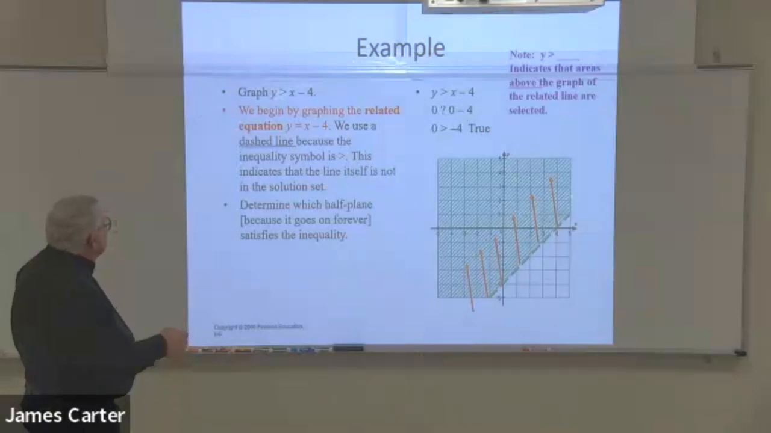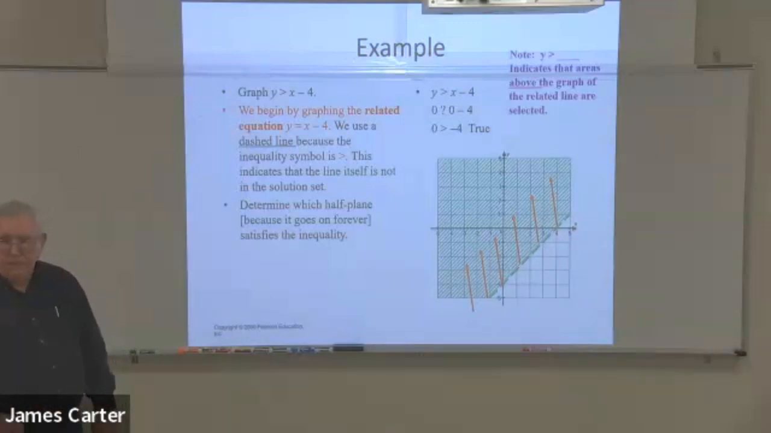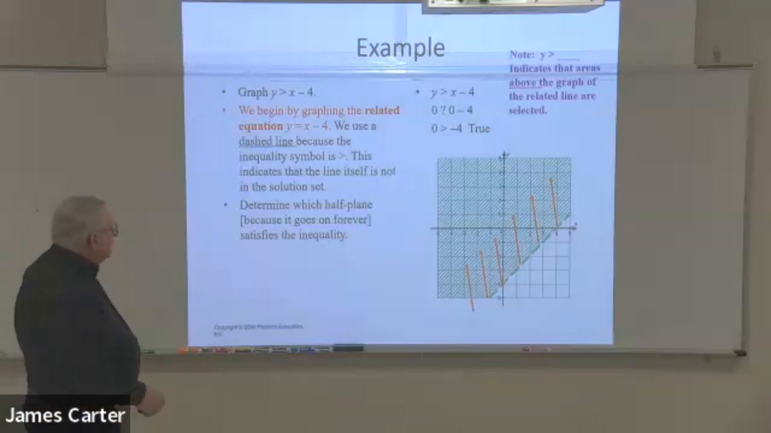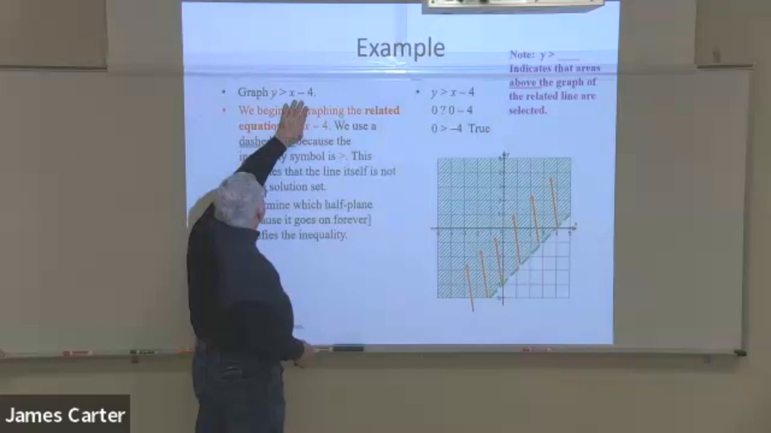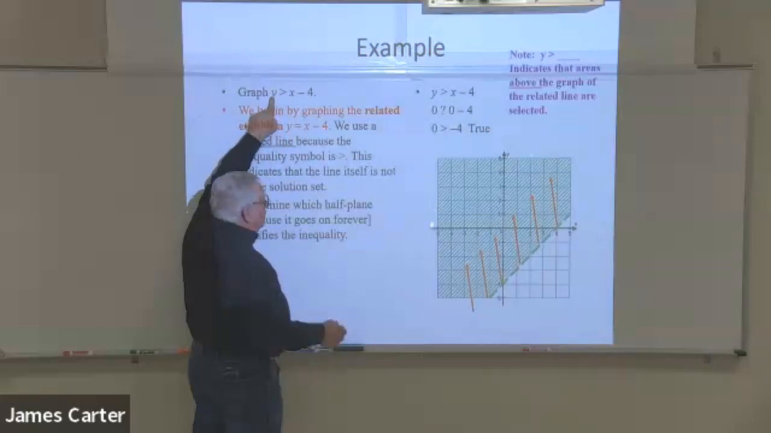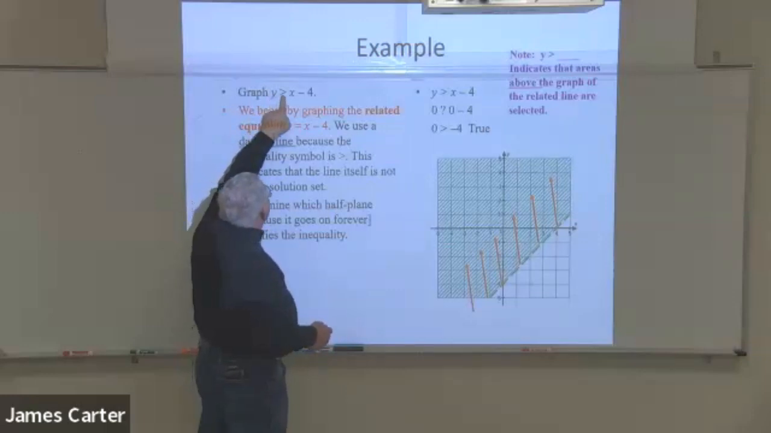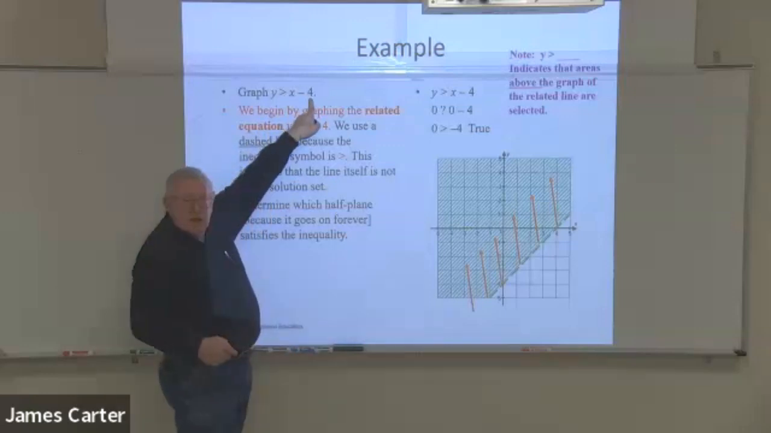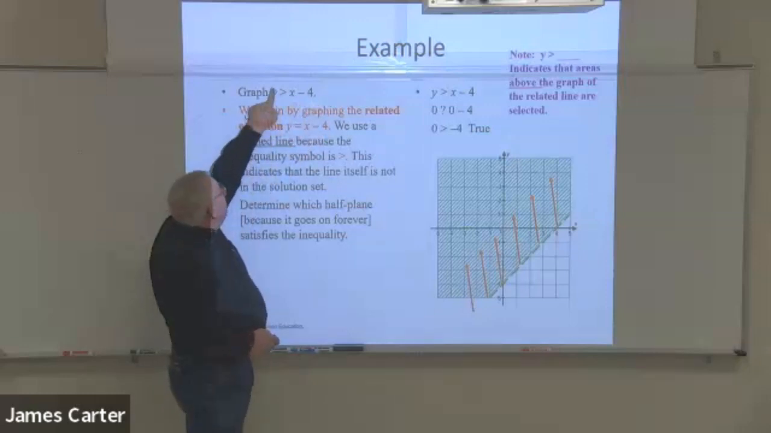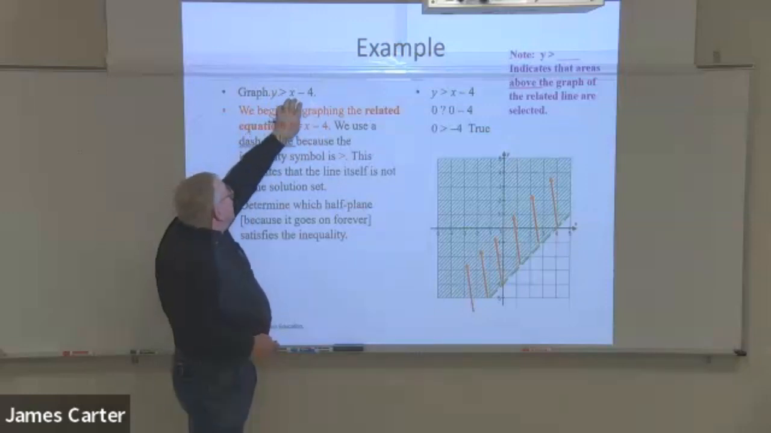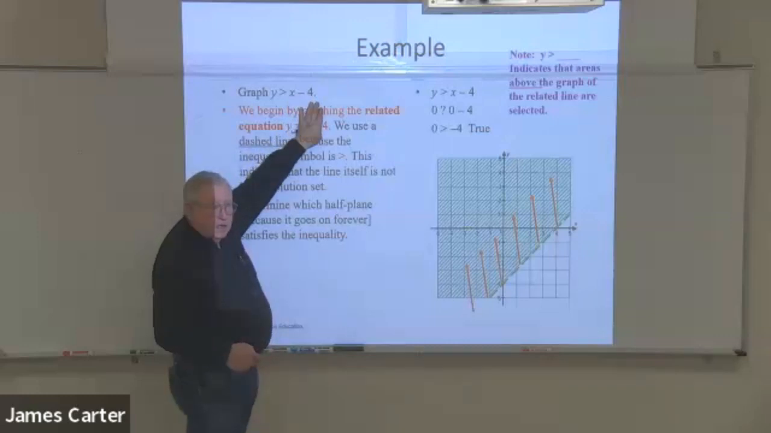Now, because there is no equal here, I have to use a dashed line to indicate the non-inclusive. We've got the greater than symbol. Now, what that greater than symbol means is the actual included value of y's is anything that's bigger than a y value that's on the line. That's the way you need to think of this. The y values of the answer is anything bigger than whatever the y values are on the line.